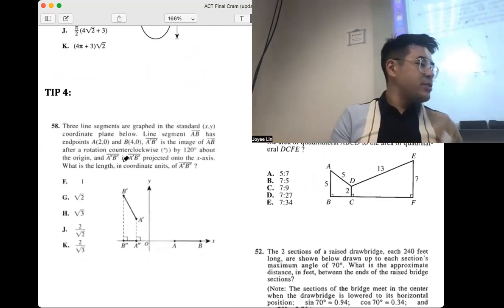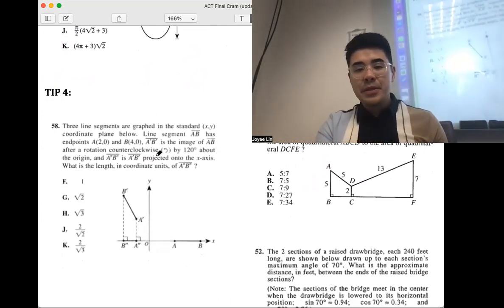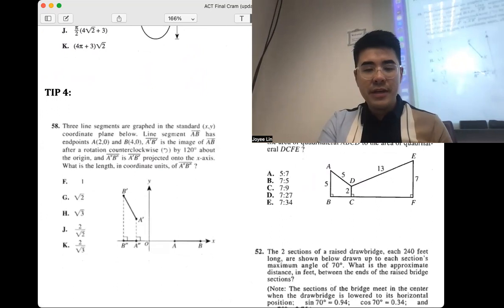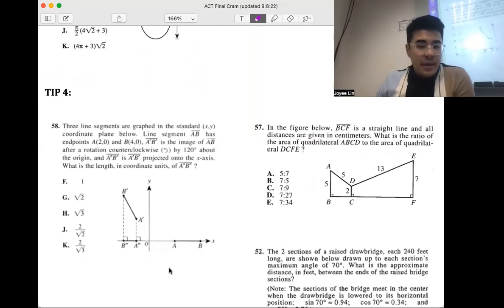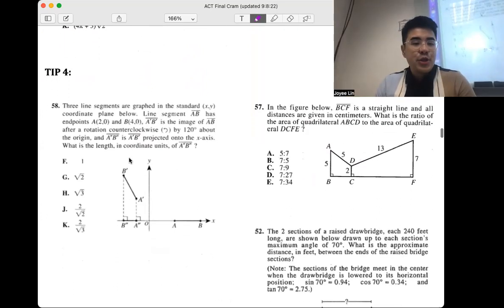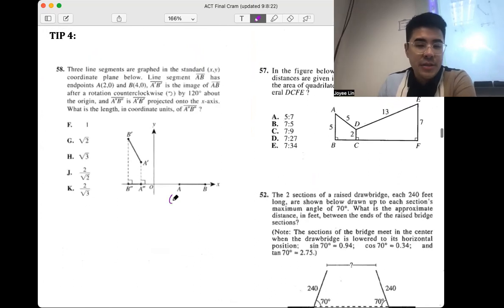Tip number 4, it says use the figures to your advantage, right? So here's how we're going to use the figures to our advantage. This one gives you A is 2, 0 and B is 4, 0, right? So this is 2, 0 and this is 4, 0. So what is the distance from A to B? 2, right? Easy. Everybody can figure that out. Now the question is, what is the length of A double prime, B double prime? What's your guess? Half of that, done.